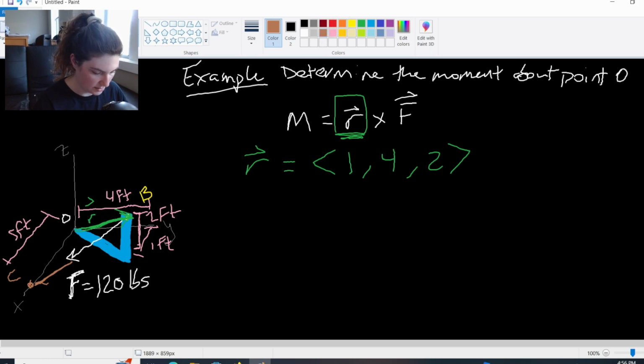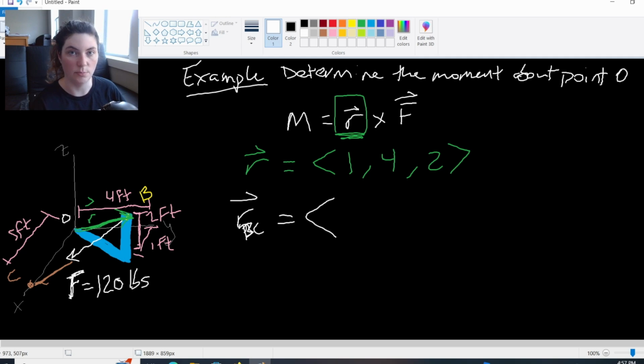Right, so let's write, so this is our R in the equation, but our R for the force vector, I'm going to call it RBC, right? It's going from point B to point C. So our point B, we already said, is at 1, 4, 2, and point C is on the x-axis, so it has no y or z components. It's going to only have an x component, right?